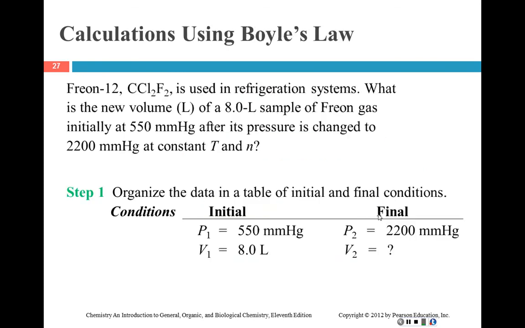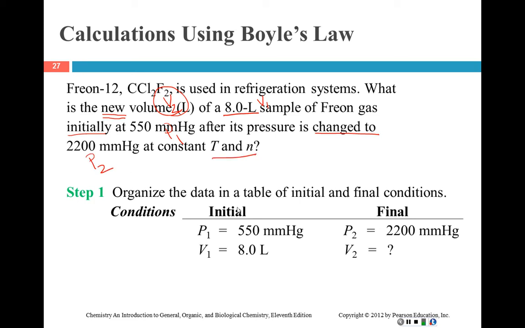So, here's a problem for you. Freon 12, okay, and there's the formula, is used in refrigeration. What is the new volume? Okay, now here's our keywords. New volume. That means it's going to be V2 in our system. New, okay, of an 8-liter sample. That's V1. Initially, at the beginning, at a pressure P1 of 550, after its pressure is changed, okay, so we're changing it to P2, and we kept T and N constant.